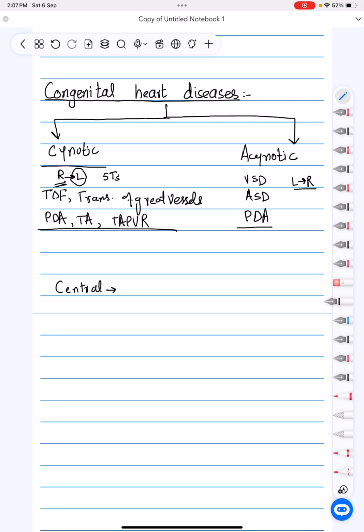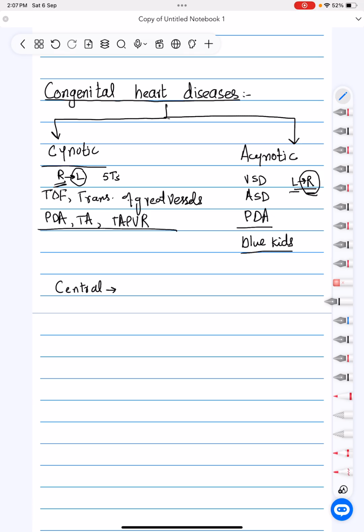The acyanotic heart conditions are known as blue kids, not blue babies, because they cause blood flow from the left side to the right side. The right side deals with the blood but under low pressures. So eventually, when the blood flow increases quite much, pulmonary hypertension develops and pulmonary hypertrophy occurs.